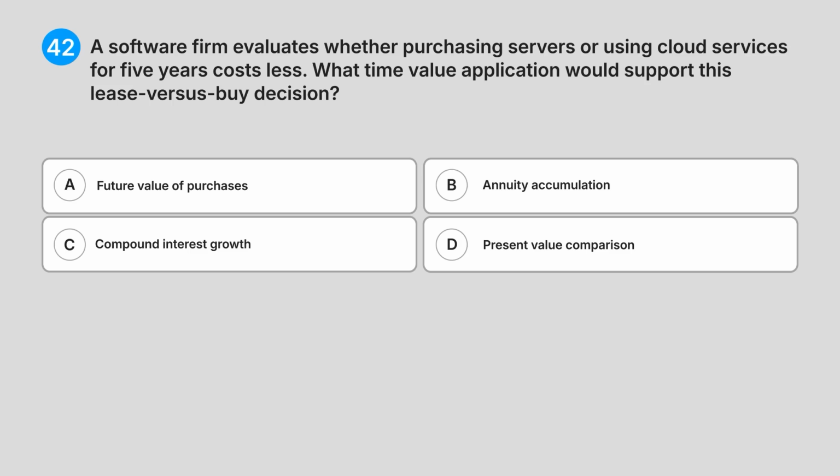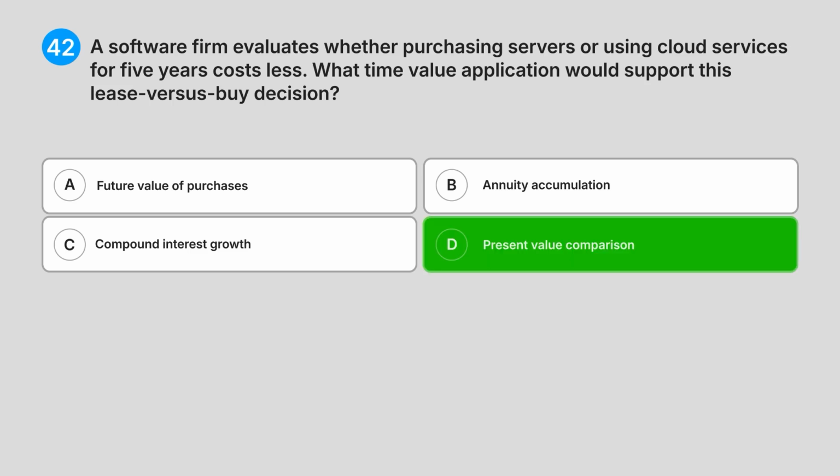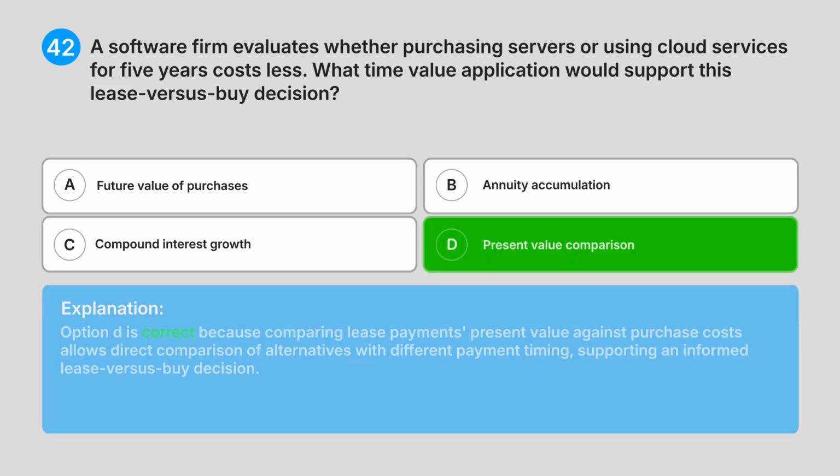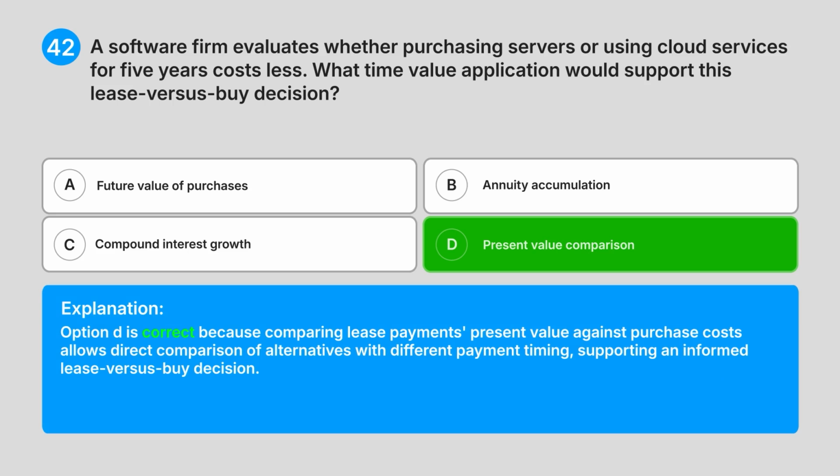Correct answer, D. Present value comparison. Explanation: option D is correct because comparing lease payments' present value against purchase costs allows direct comparison of alternatives with different payment timing, supporting an informed lease versus buy decision.